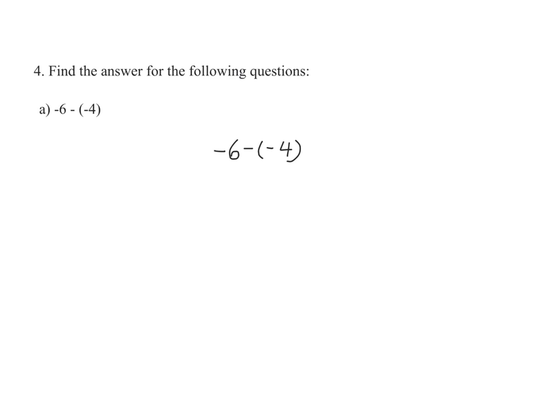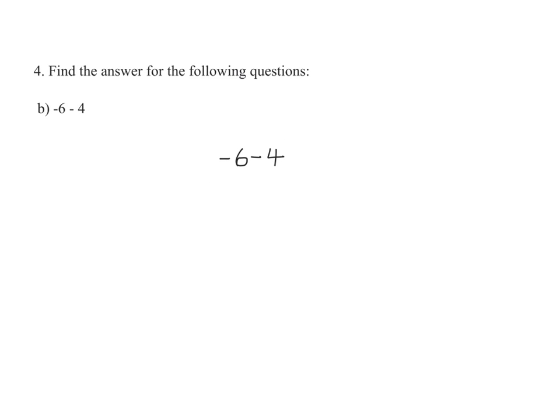For A, -6 minus -4. When subtracting signed numbers, we rewrite the problem as an addition problem and follow the rules for adding signed numbers. That is, subtracting a number is the same as adding its opposite. In this case, we're subtracting -4, so it's the same as -6 plus the opposite of -4, which is 4. Using the rules when adding signed numbers, -6 plus 4 gives us -2.